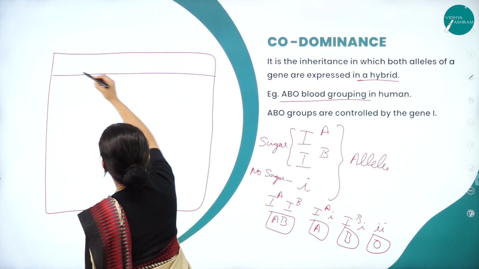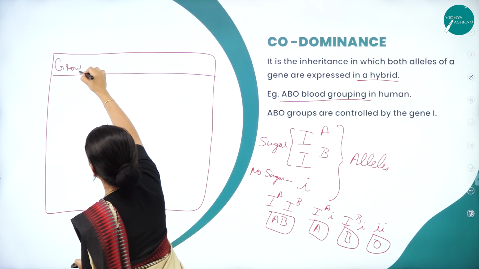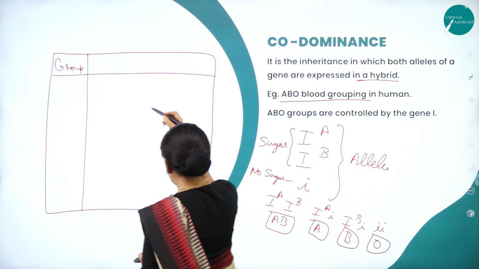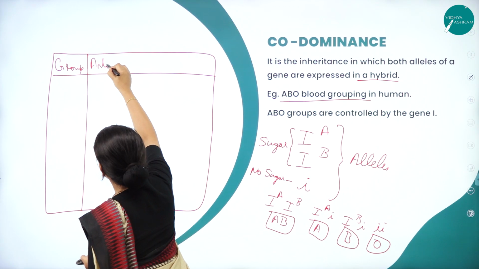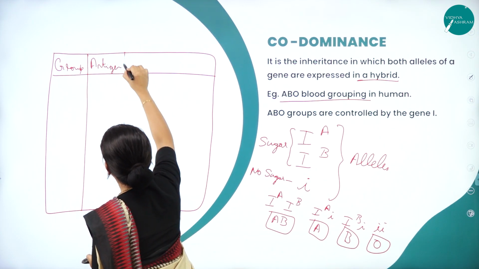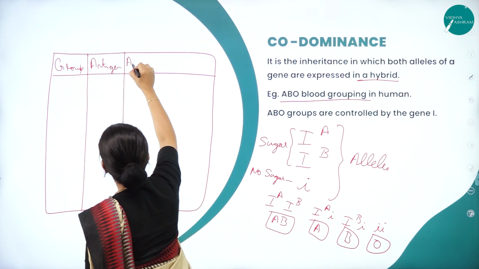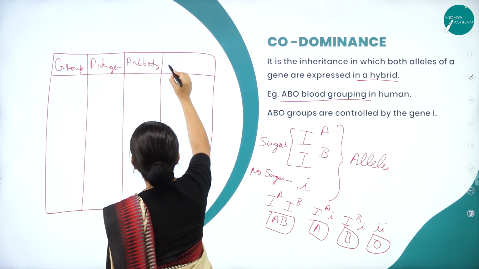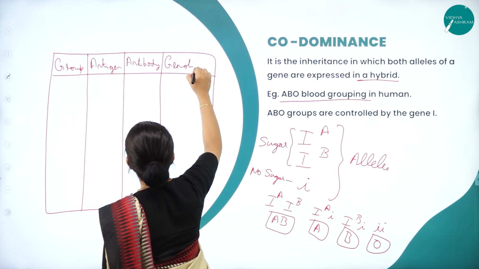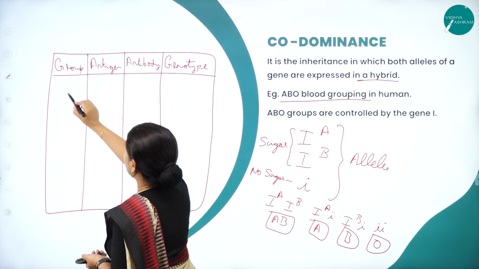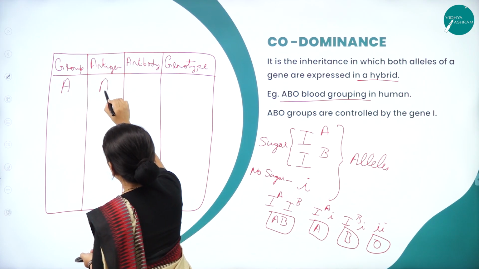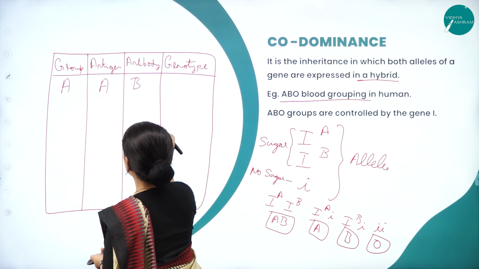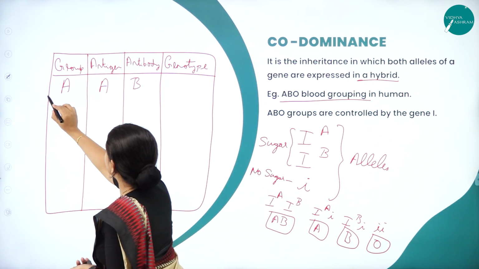On one end, I'll write the group, that is the blood group. Then we'll write the antigen for that, and we'll write the antibody, and we'll write the genotype for this. Now, if the blood group is A, the antigen will be A, but the antibody should be the opposite of A. It will be B here. First, we'll write this and then I'll tell you why it is so. So, it will be B here.